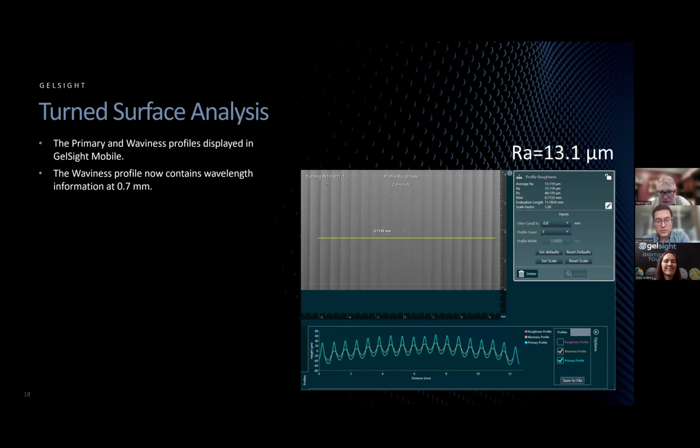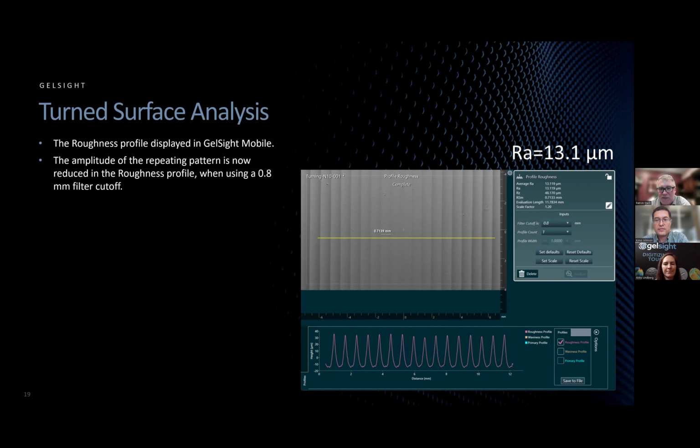And you can see here that the waviness profile was starting to take the general shape of that surface. And that's, in most applications, not what you want to do. You want that general shape to be included in the roughness profile. So you can see that this scan is analyzed with a 0.8 millimeter filter cutoff. And if you go to the roughness profile, you'll see that general shape is still there, but the peak to peak amplitude has been reduced dramatically.